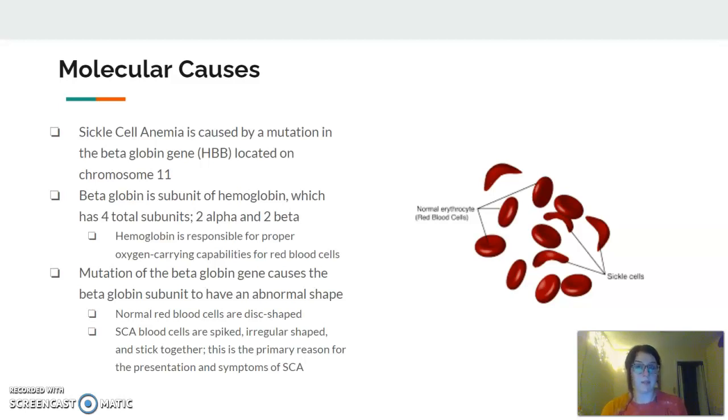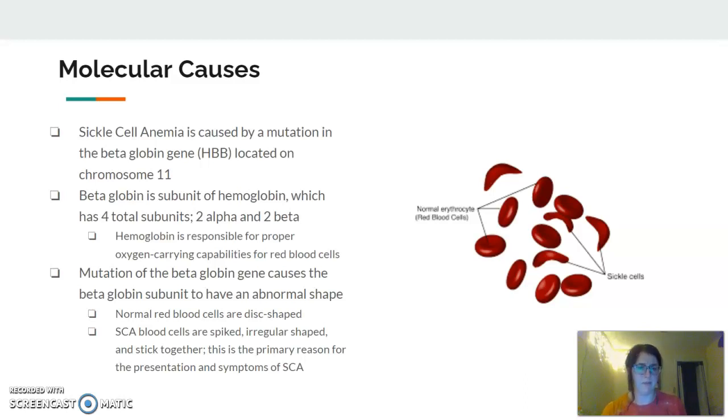So when someone has the sickle cell trait or the sickle cell mutation, it affects the structure of the beta globin within the hemoglobin molecule. And this is important because hemoglobin is responsible for the carrying capacity of oxygen molecules. So if anything about hemoglobin is mutated, that affects its ability to transport oxygen, and that causes a systemic issue within the body.